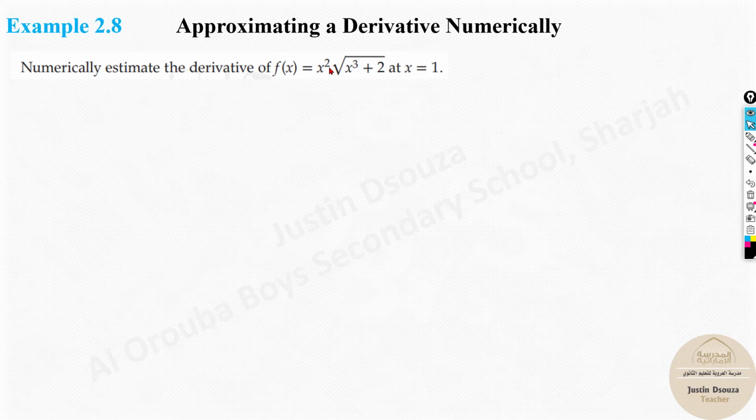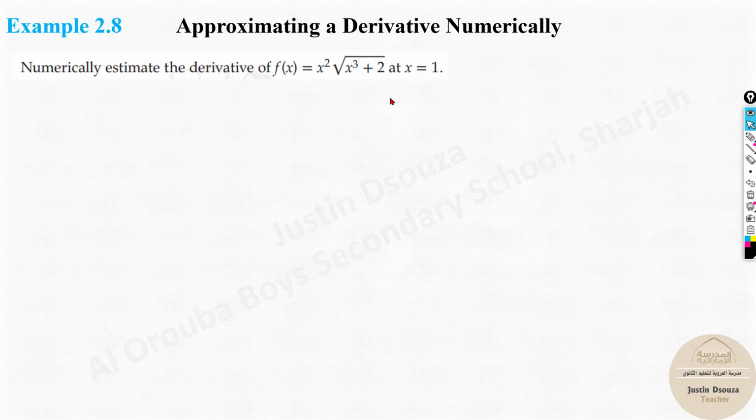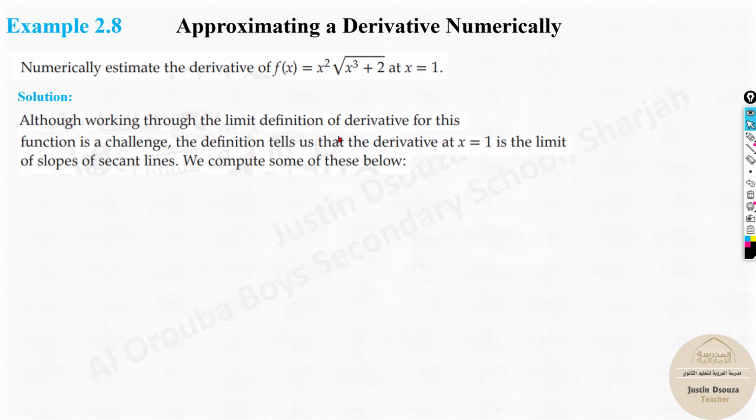I hope you tried. You'll realize it's a crazy thing to solve this problem using the formula, because it is very complicated. Why is it complicated? Because over here, if you're doing x plus h, you substitute x plus h, the whole square root of x plus h, the whole cube plus 2. It's going to be too long, and you have to find it at x equals 1. So you can do it using the formula, but it's going to take a long time.